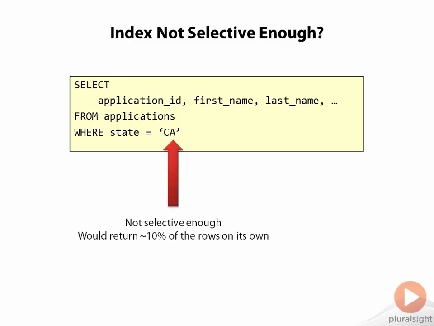We'll return over 10% of the rows from the table with this query, and when Oracle does the math, it will actually be more expensive to use the index than to just read the table directly in a full table scan.